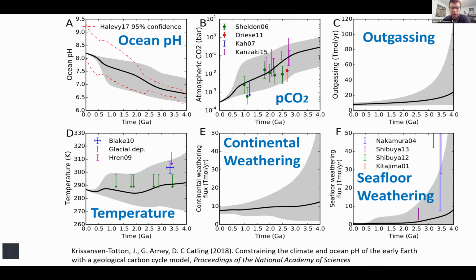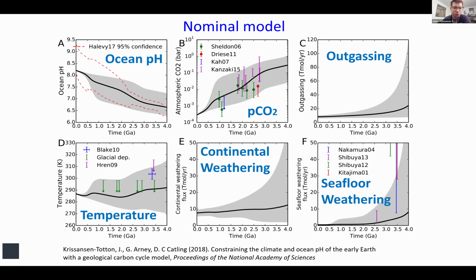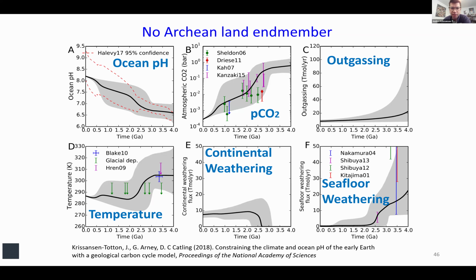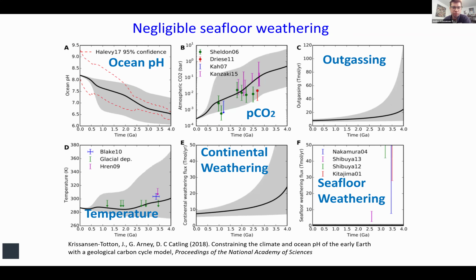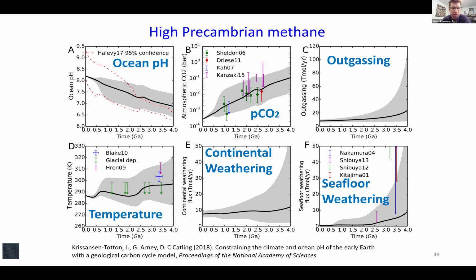In this paper, we asked the question: can you break this? What extreme things could you do that would cause the early Earth to not be temperate? You can take away all the land in the Archean and let the seafloor maintain surface temperature. Likewise, you can take away the seafloor and see what happens. Things do start to get a bit warm here, a point we'll come back to. And you can also add a lot of methane into the Archean atmosphere and see how that affects the carbon cycle evolution. But broadly speaking, the overall picture does not change.